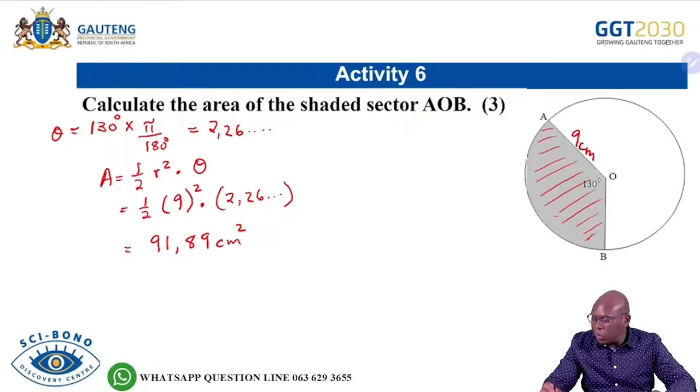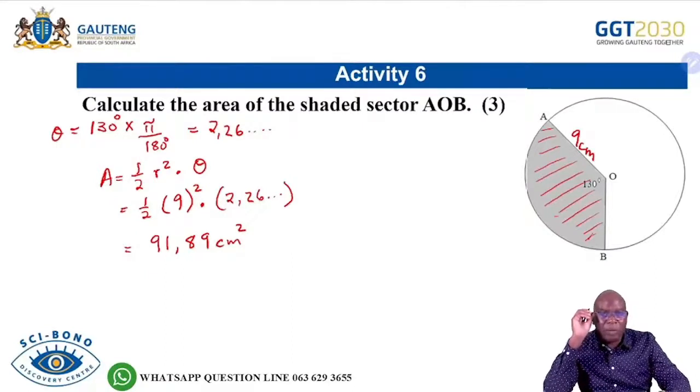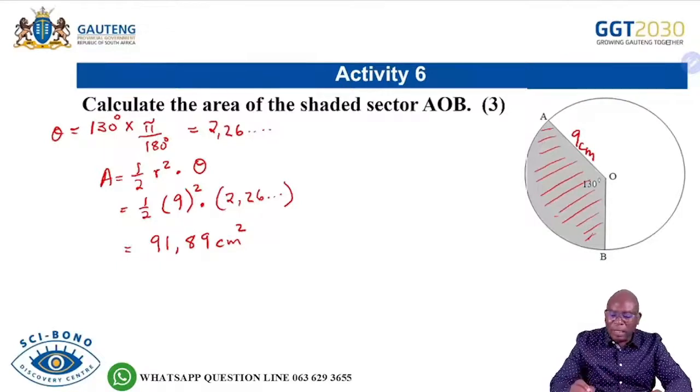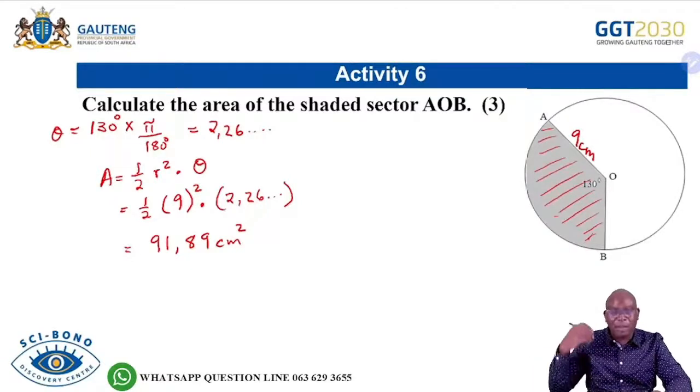So the area there is going to be half r squared multiplied by theta. The theta is in radians, so I already changed the 130 to radians. Then square the 9, and from there multiply by half. Then my answer will be there. Remember, I round off at the end, which is 91.89. Very important: when we put the answer at the end, remember it's area, so it must be squared units. If it's centimeters, that will be square centimeters. If it's meters, it's square meters.